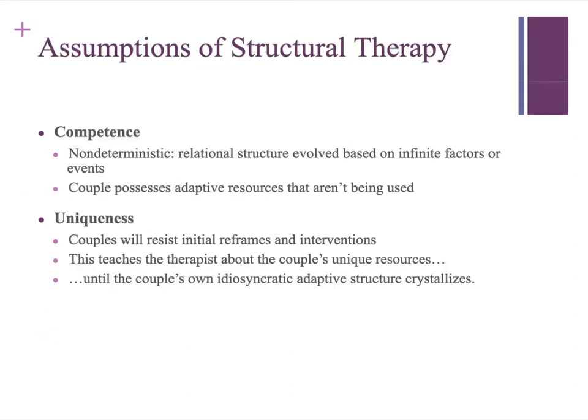There are two important assumptions in structural therapy that are important for our knowledge of couples therapy. The first is that we assume competence. We assume that our clients are competent, that couples are competent. This is a non-deterministic view, meaning that this couple wasn't doomed. They're not walking the path they were always supposed to walk. Rather, this structure evolves based on an infinite number of factors and events, and this couple does possess adaptive resources that simply aren't being used yet, or aren't being used currently.